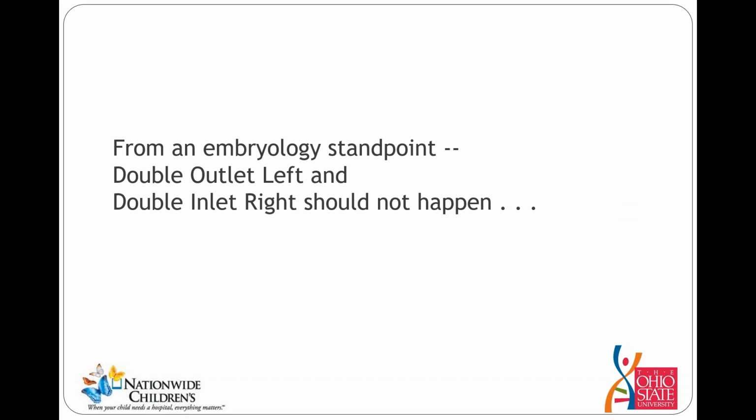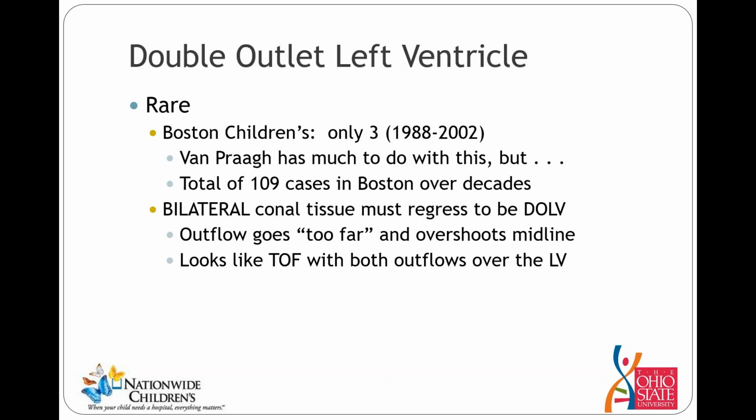From an embryology standpoint, because of how the tube is oriented, double outlet left and double inlet right shouldn't really happen, because the atria are connected to the LV and the RV is embryologically attached to the aorta. You really shouldn't be able to have a double outlet left and a double inlet right. But then sometimes it does. It's rare though.